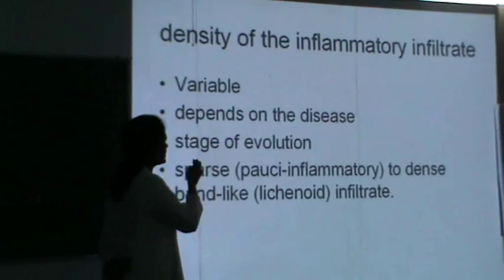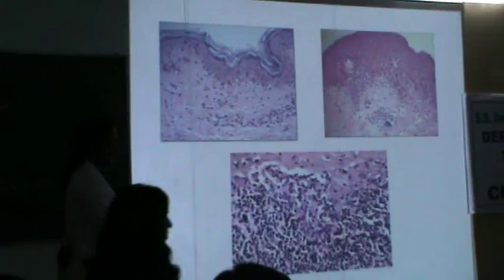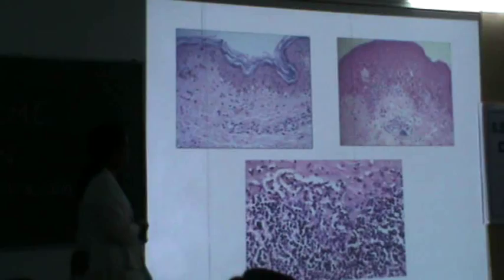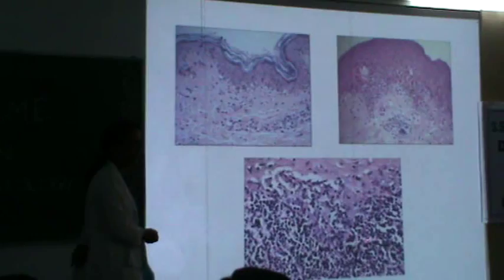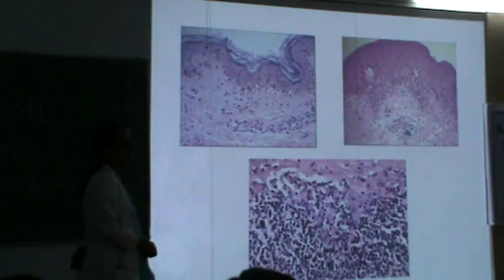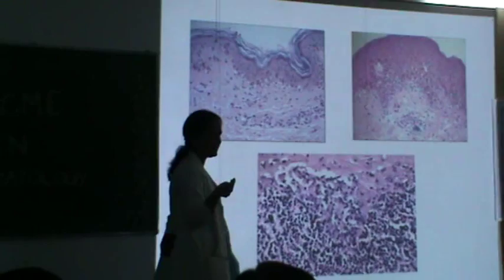Based on this, now I want you to grade the slides which I show you now. Yes, there are three slides. If you have all three for comparison, then we can say mild, moderate, severe. If you have only one, it becomes difficult. It's subjective again. This is dense. Comparatively, which appears more? Which could be moderate? This could be mild. So mild, moderate, and then severe. This is just to show you that inflammatory cell infiltration varies.